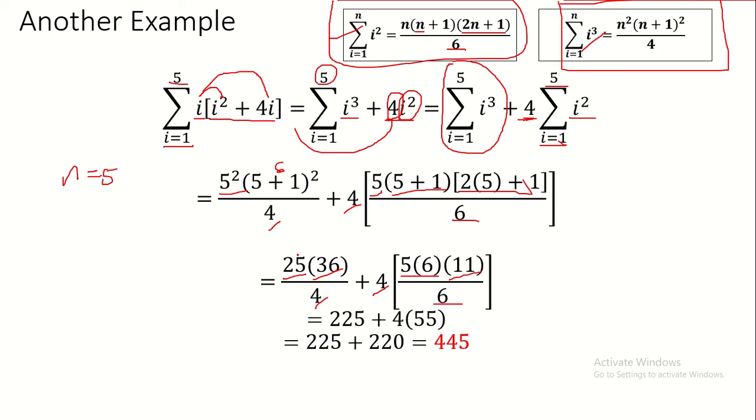Okay, so now 25 times 36 divided by 4 is 225. And then 5 times 6 times 11. We can cancel 6 there. So we have 5 times 11 is 55. So 4 times 55. So 225 plus 4 times 55 is 220. So the sum of 225 and 220 is 445.